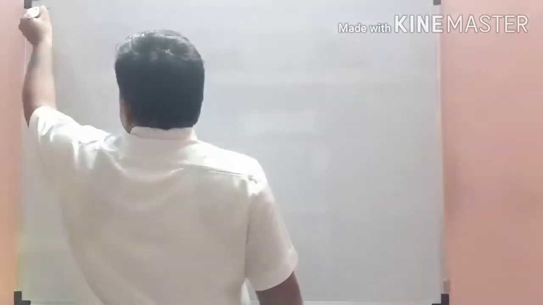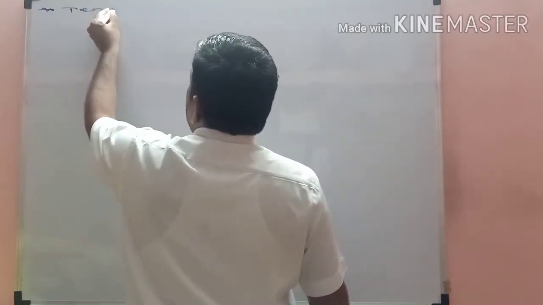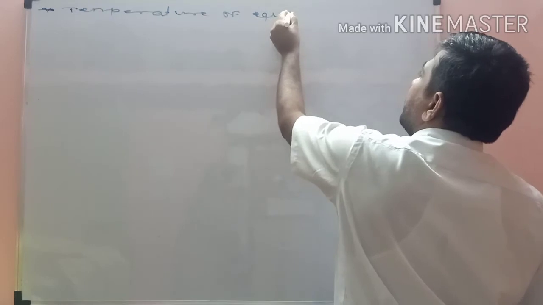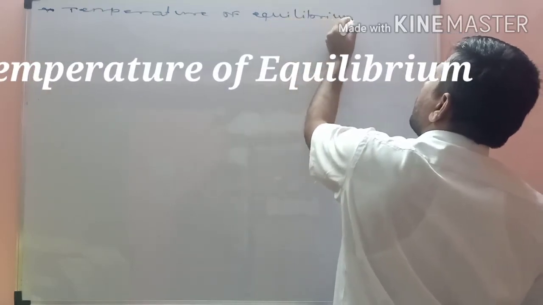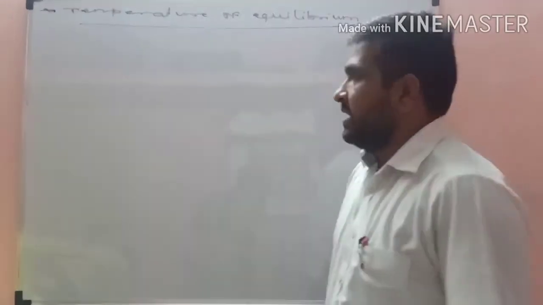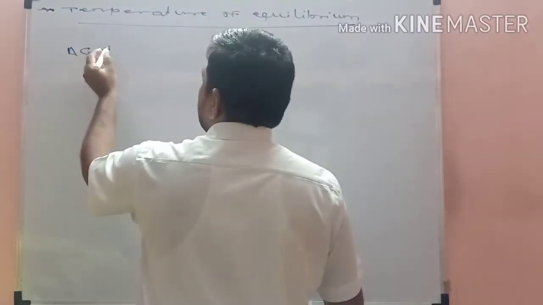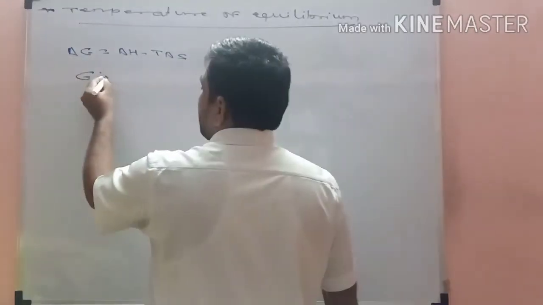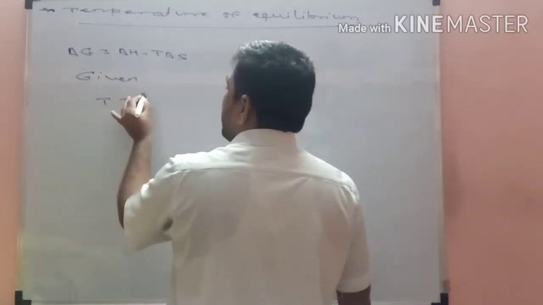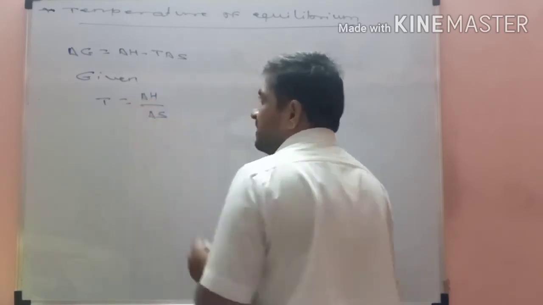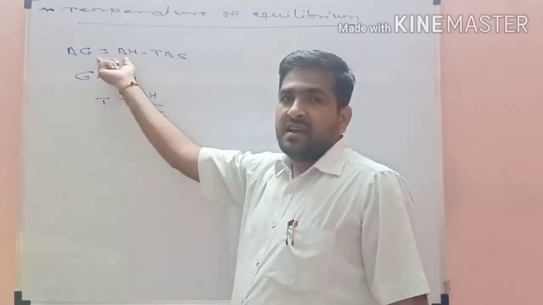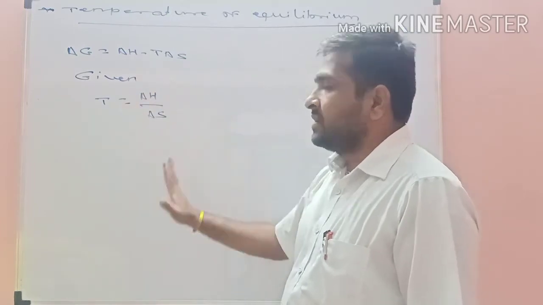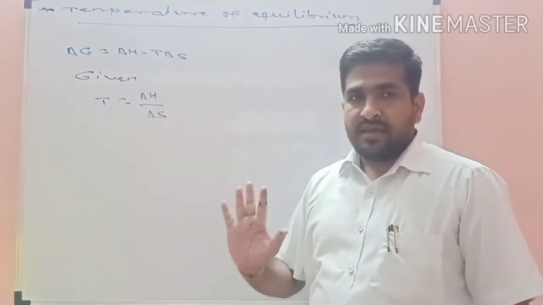Temperature of equilibrium. From equilibrium, delta G is equal to delta H minus T delta S. Given that, T is equal to delta H upon delta S.